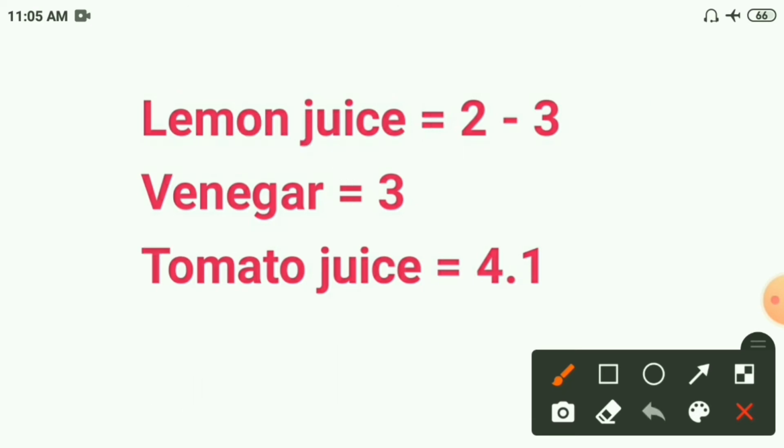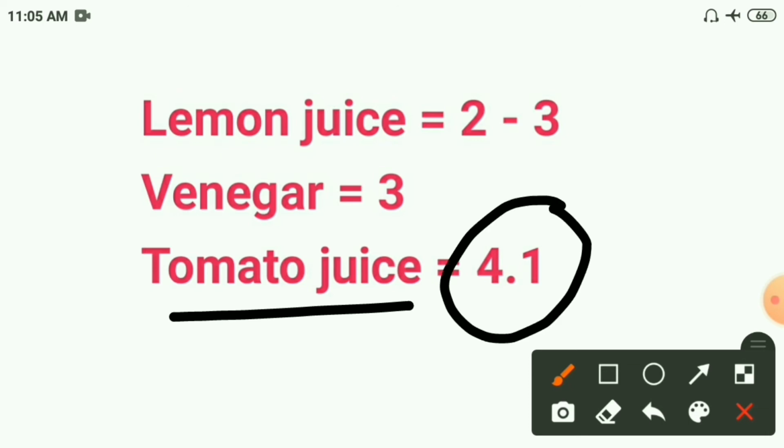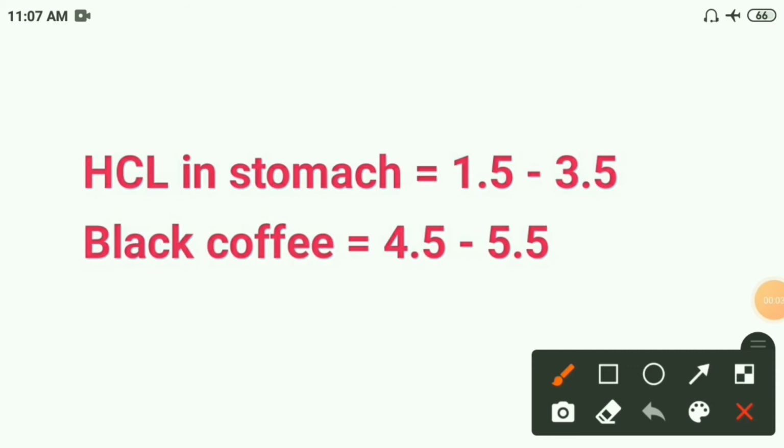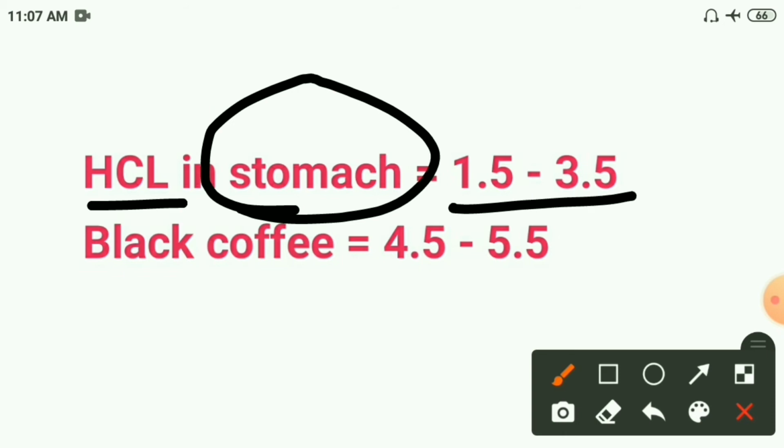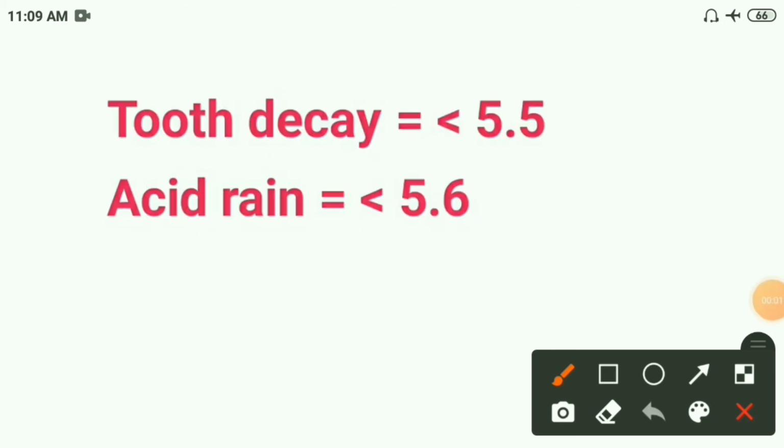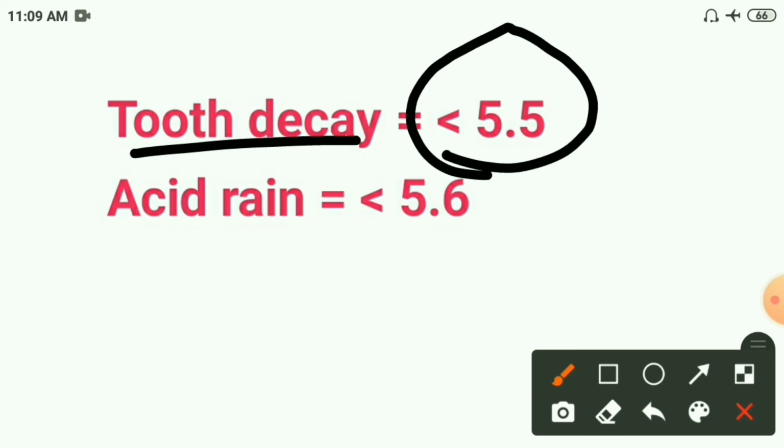Next, pH value of tomato juice is 4.1. Hydrochloric acid HCl produced in our stomach, its pH value is 1.5 to 3.5. And next, black coffee, its pH value is 4.5 to 5.5. The pH value of tooth decay is less than 5.5.